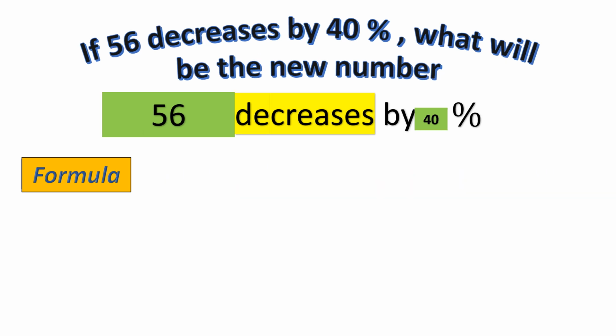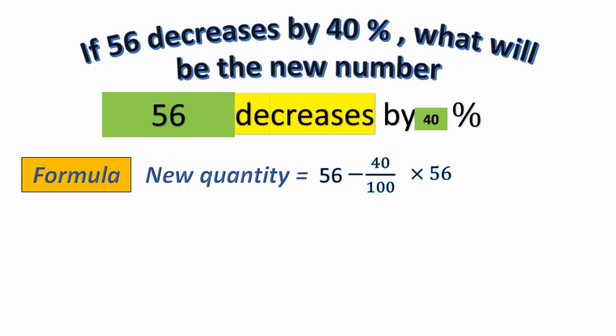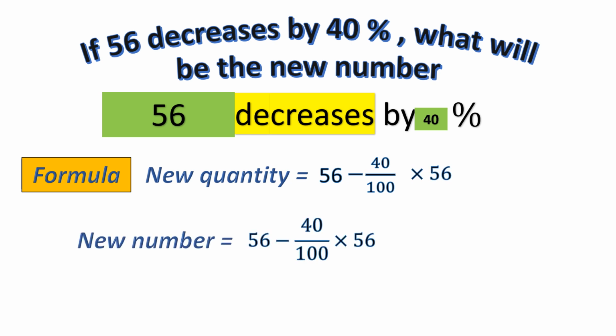If 56 decreases by 40%, what will be the new number? So we can also use this formula. We can just take the actual number to find the new quantity, that is 56. As it is written decreases, we will do minus by 40, and for percent we will take 100. But 40% of what? 40% of the original number, so we will do multiplied by 56. So for the new number, let's do this calculation.